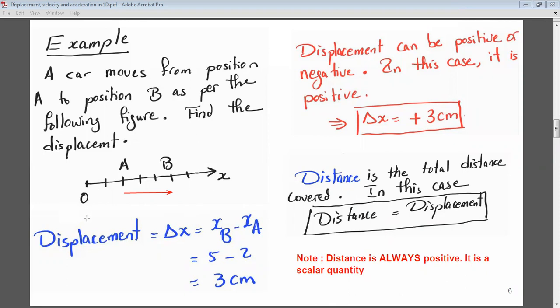This is the origin O. So X of B is 1, 2, 3, 4, 5. So it is 5 minus X of A, which is 2. 5 minus 2 is 3 centimeters.